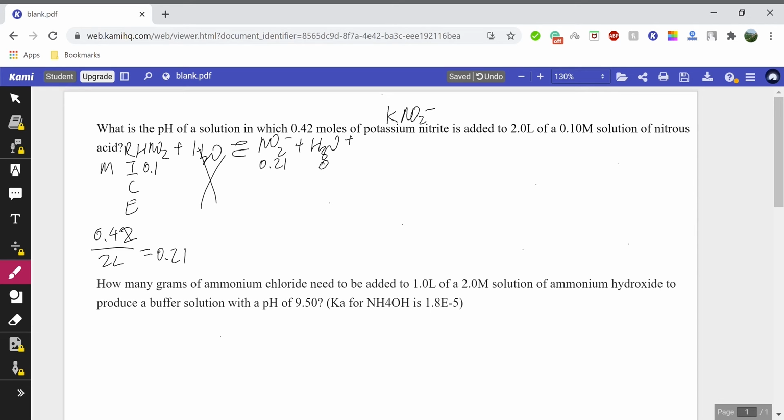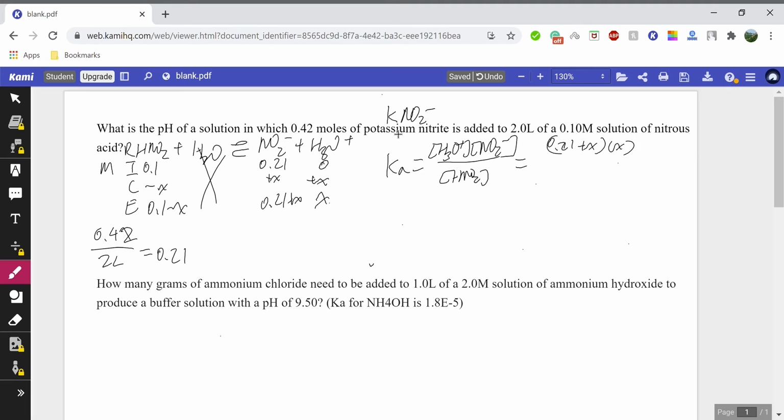And H3O plus on the other side will be 0. So it'll be plus, no, this is going to be minus x. 0, plus x. Plus x. 0.21 plus x and x. So Ka is equal to the concentration of H3O plus times the concentration of NO2 minus divided by the concentration of HNO2, which will be equal to 0.21 plus x times x divided by 0.1 minus x.